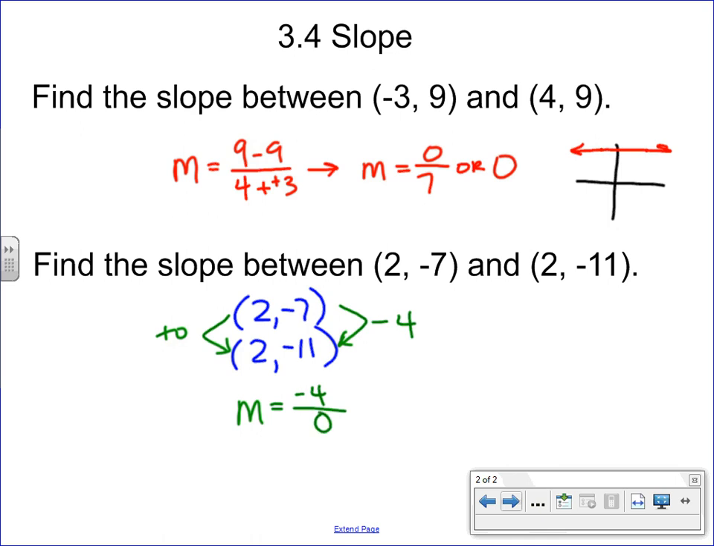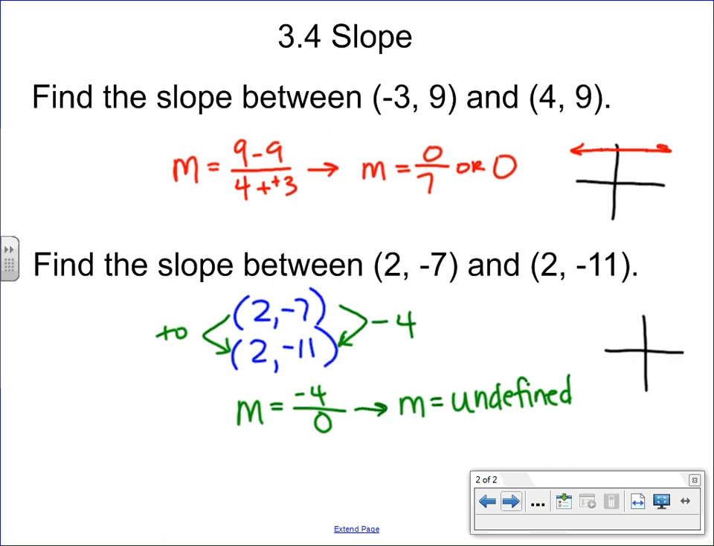If you try to divide negative 4 by 0, then your answer on your calculator is going to be undefined, or you're going to get an error message. So this is what we call an undefined slope. You cannot divide by 0, so your slope is undefined. Right? And it's undefined because it's a vertical line.